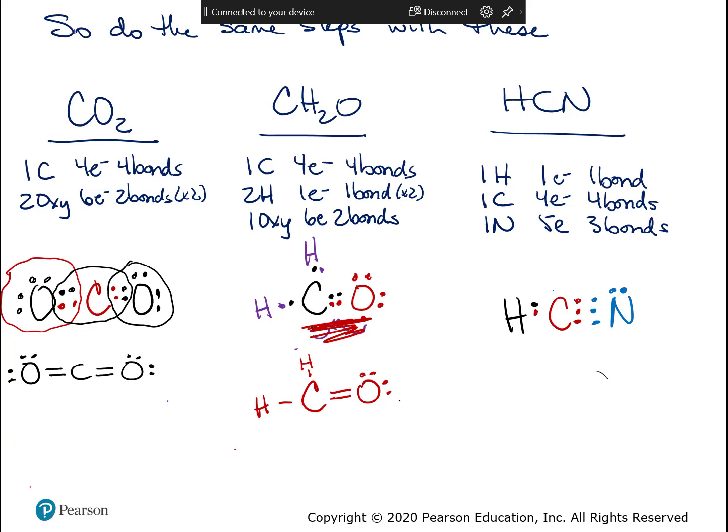There. So do you still see 4 red dots? Those are carbon's. 5 blue dots, those are nitrogen's. 1 black dot, that's hydrogen's. Okay, so they're still all there. I've just had to rearrange them.